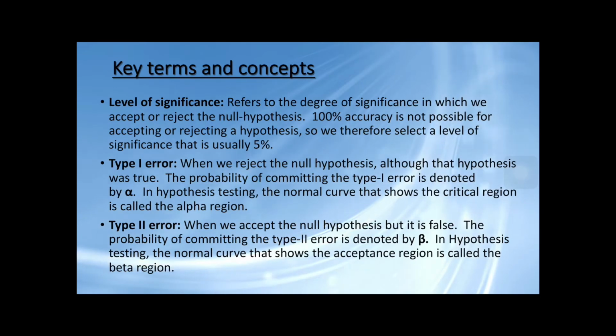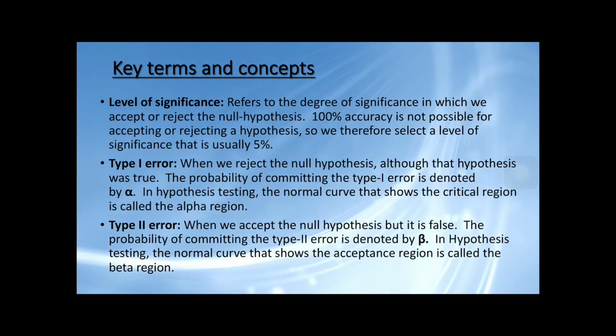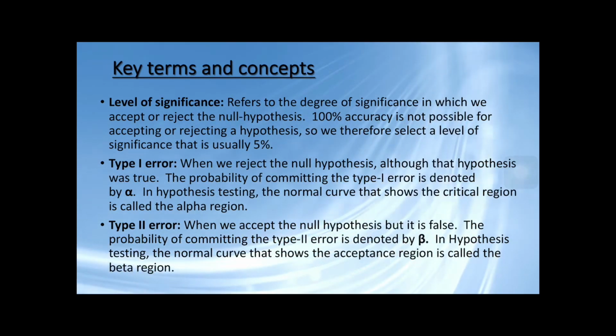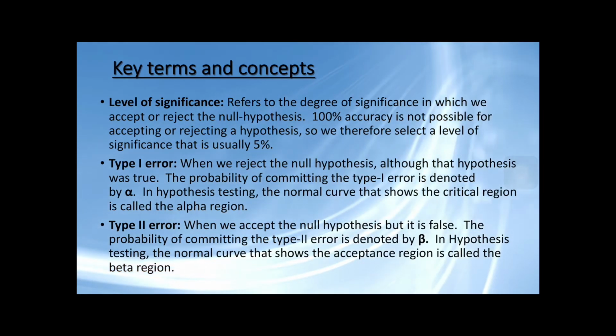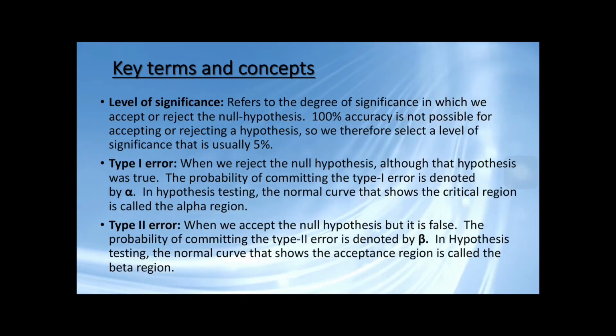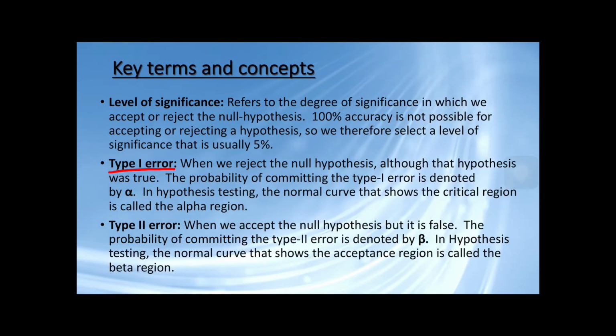The level of significance refers to the degree of significance in which we accept or reject the null hypothesis. Actual 100% accuracy is not at all possible for accepting or rejecting a hypothesis. So we therefore select a level of significance that is usually 5%. A significance level of 0.05 indicates a 5% risk of concluding that a difference exists when there is actually no difference.